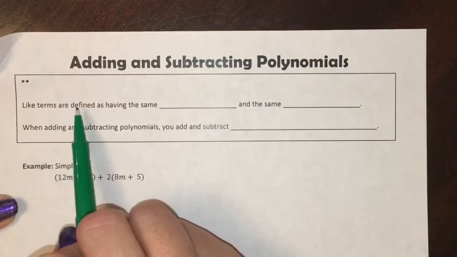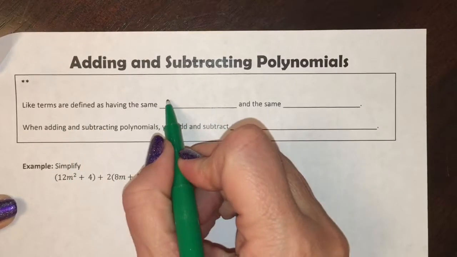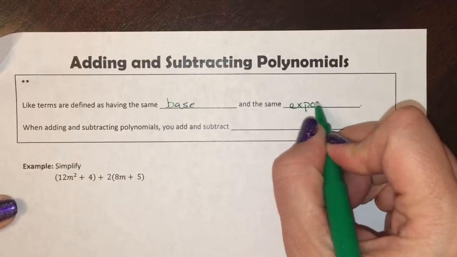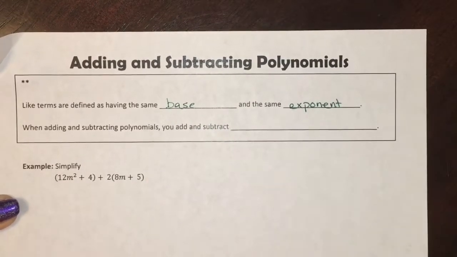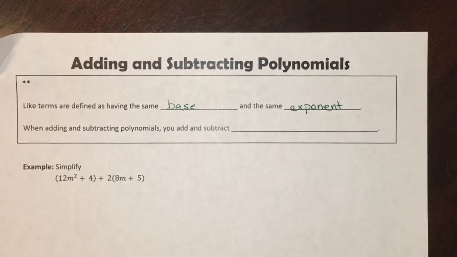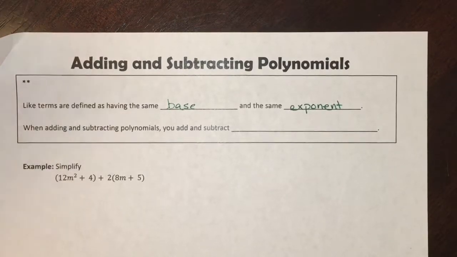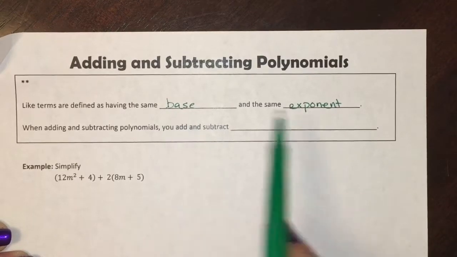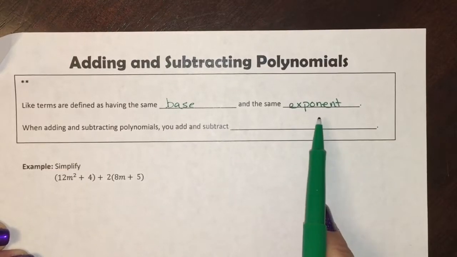So here we go. Like terms are defined as having the same base and the same exponent. We'll get more involved in what bases mean in a couple of pages when we're dealing with laws of exponents, but basically x squared, x cubed, y squared, y cubed: the x and the y, the variable itself, are your base. The exponent is the tiny number up at the top.